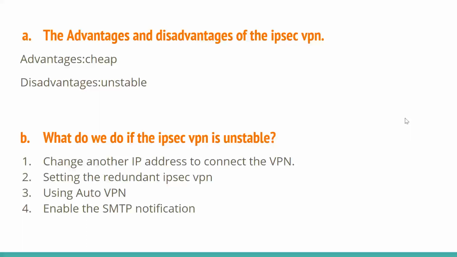What do we do if the IPsec VPN is unstable? First, you can change to another IP address to connect the VPN, or you can set up a redundant IPsec VPN, or you can use our ShareTech Auto VPN function, or enable the SMTP notification to let you know that an IPsec VPN is disconnected.